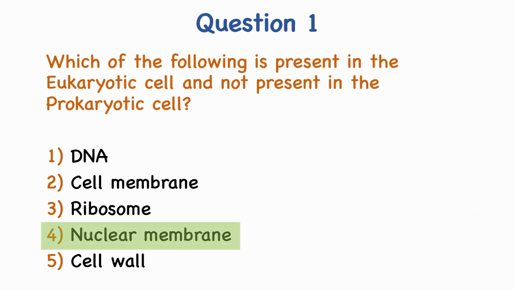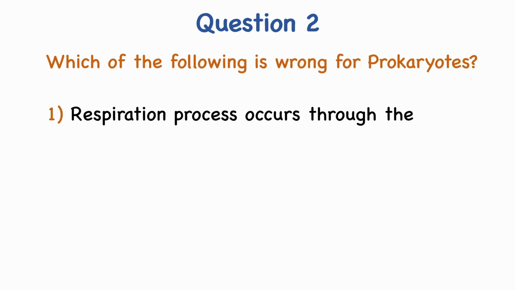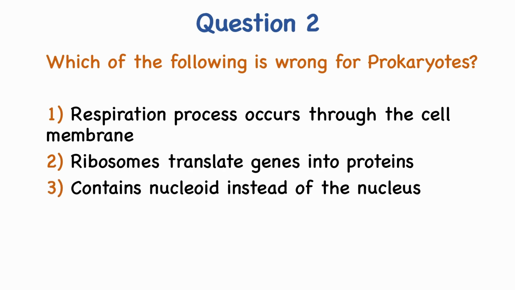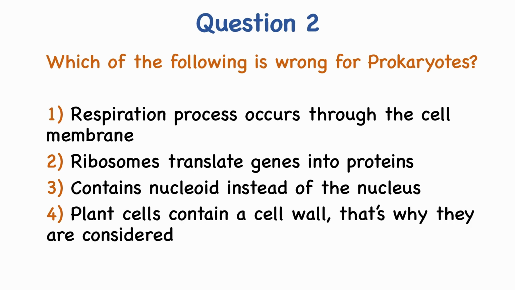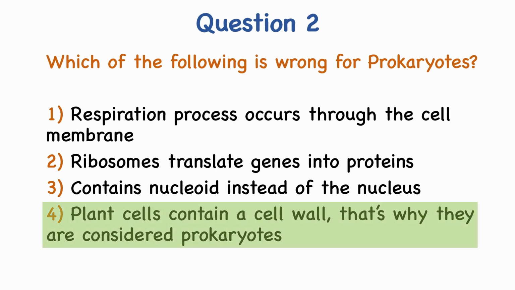As we mentioned earlier, the eukaryotic cell's nucleus is enveloped with a nuclear membrane, while the prokaryotic cell has a nucleoid with no nuclear membrane. We said that the plants are eukaryotes, not prokaryotes, and they are one of the eukaryotic cell types that contain a cell wall.